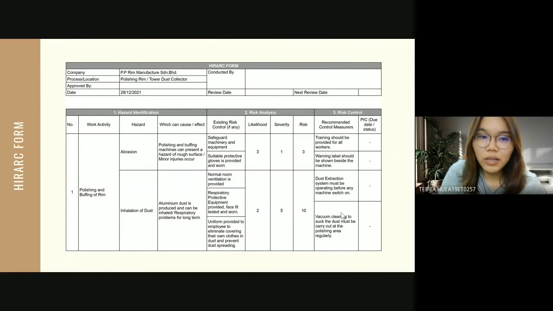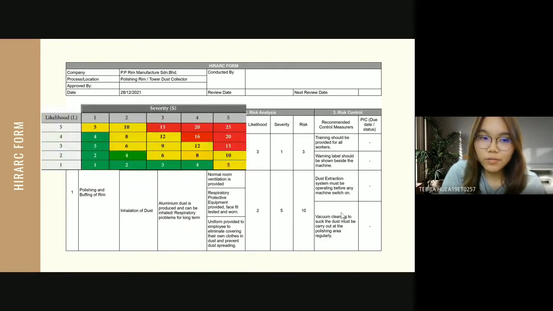Next, we will be looking at the second hazard, which is inhalation of dust. Aluminum dust is produced and can be inhaled. This can cause the worker to have respiratory problems in the long term. They have 3 existing risk controls for this hazard. Lower room ventilation is provided. Besides, respiratory protective equipment is provided. Lastly is the uniform provided to the employee. The likelihood is grade 2 because it has been reduced by the existing risk control. And the severity of this hazard is 5, so the risk is 10 and considered as medium risk.